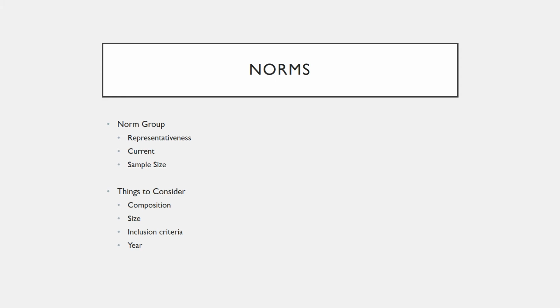So ideally, these should be remade about every 10 years when assessments are being updated. And so that's why we see different versions of assessments coming out about every 8 to 10 years or so. It's because they are using new norming groups and then making improvements based on that norming information.